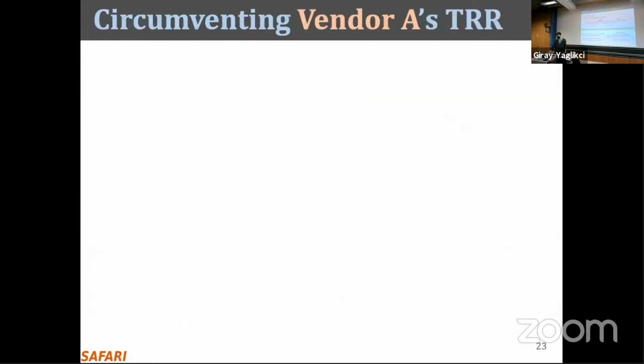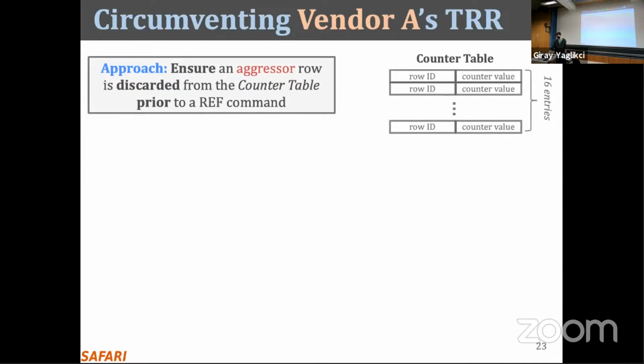Okay, so this was vendor A. How can we circumvent this TR mechanism? Our approach in crafting a RowHammer access pattern is to aim for having the attacked aggressor row discarded from the counter table prior to a DRAM refresh command. With this, our goal is to let TRF1 and TRF2 pick any other row from the counter table, but not the aggressor row that we actually hammer.